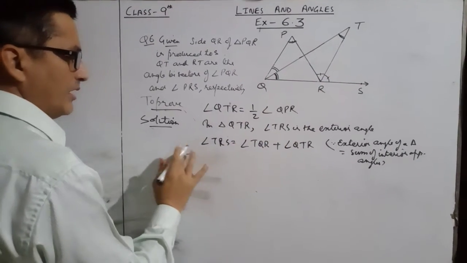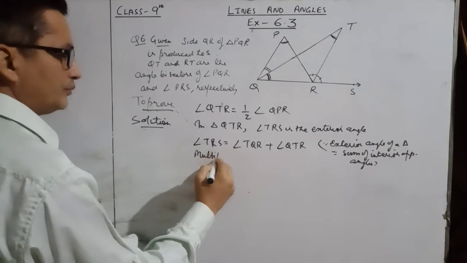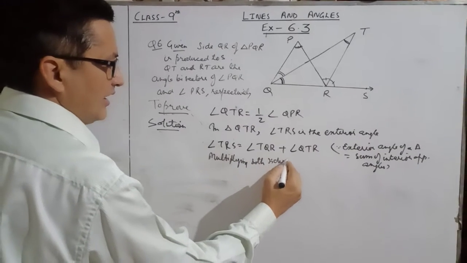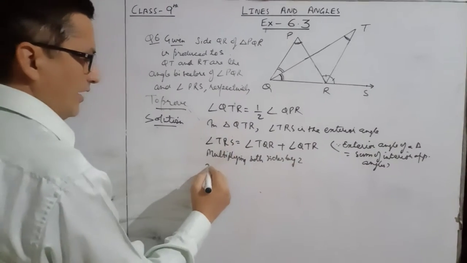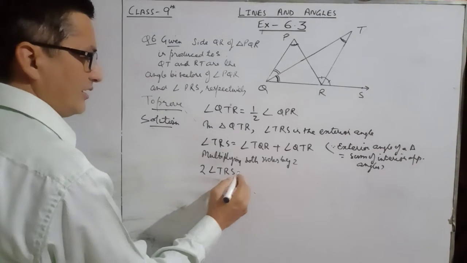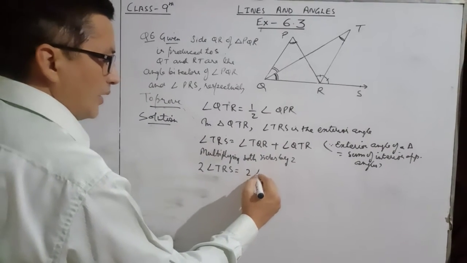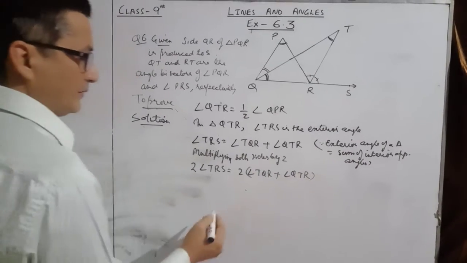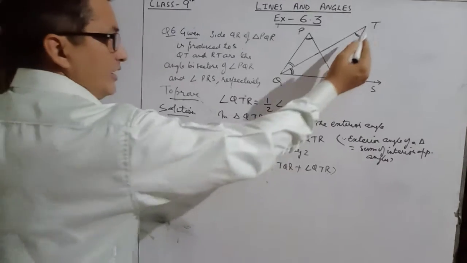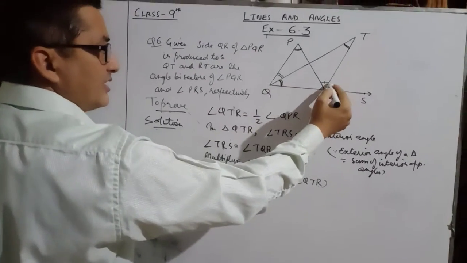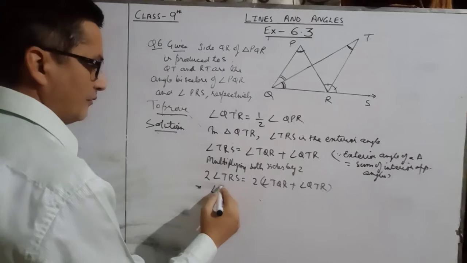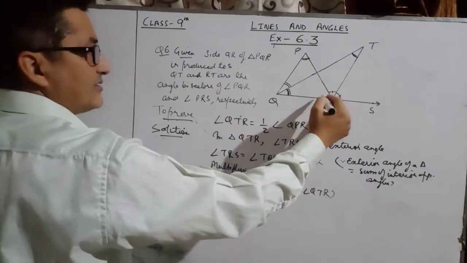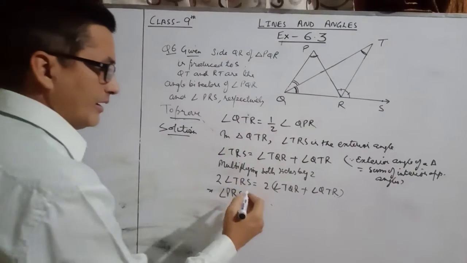So what we do? Multiplying both sides by 2. So what we have? Twice of angle TRS is equal to twice of angle TQR plus angle QTR. Now, what is twice of angle TRS? Its double will be angle PRS. Why? Because it is given to us that TR is the bisector, so it means it cuts into equal parts.